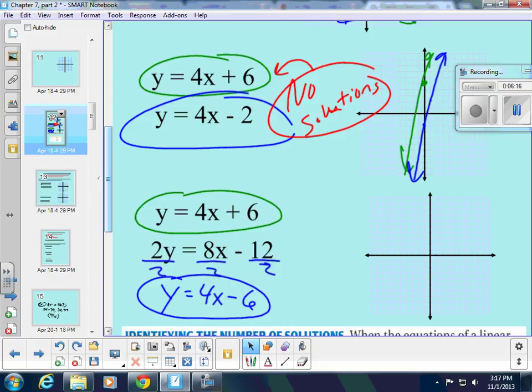But I'm going to change this last equation for one second just to see what the third case is. If this happened to be a plus sign, if instead this was 4x plus 6, and I divided everything by 2 and got to that equation, well, now all of a sudden I have the exact same equation. And remember, we talked about that case as well. What happens when I have the exact same equation for both equations in my system? Again, I'll ask the students.